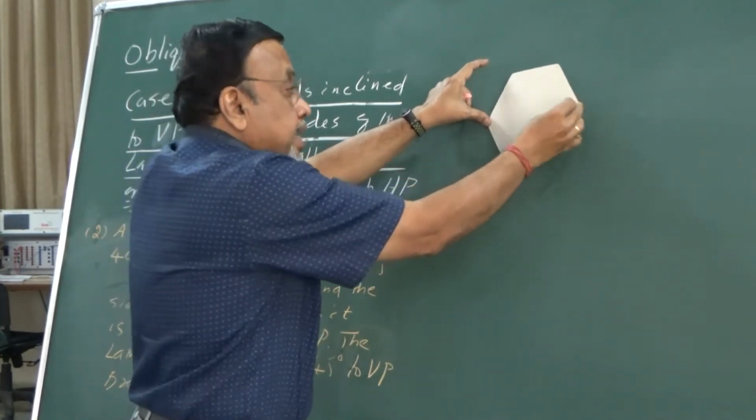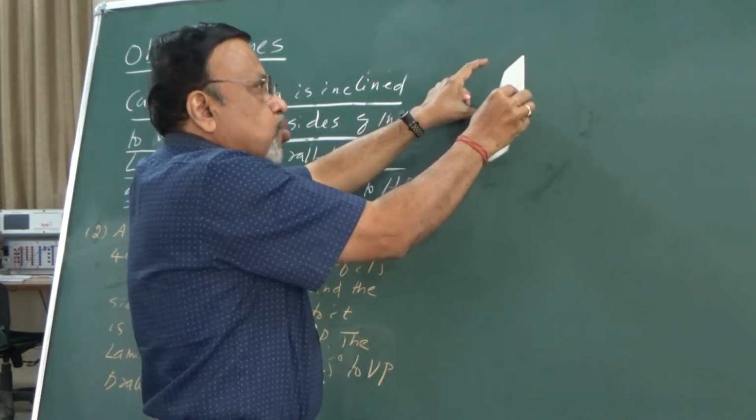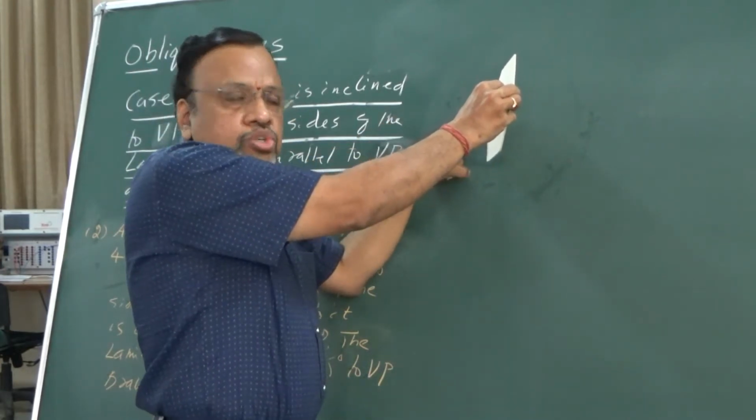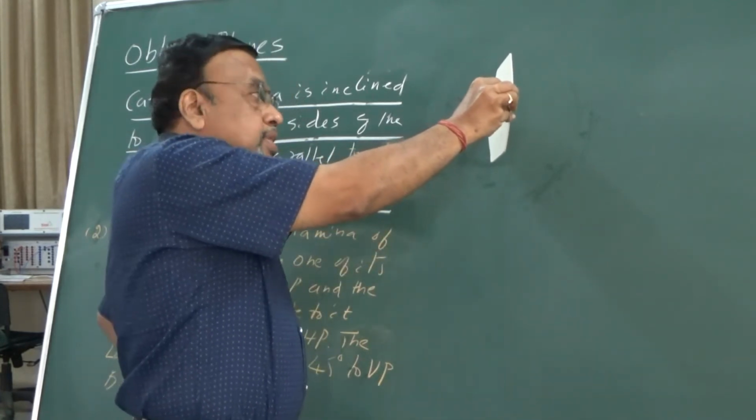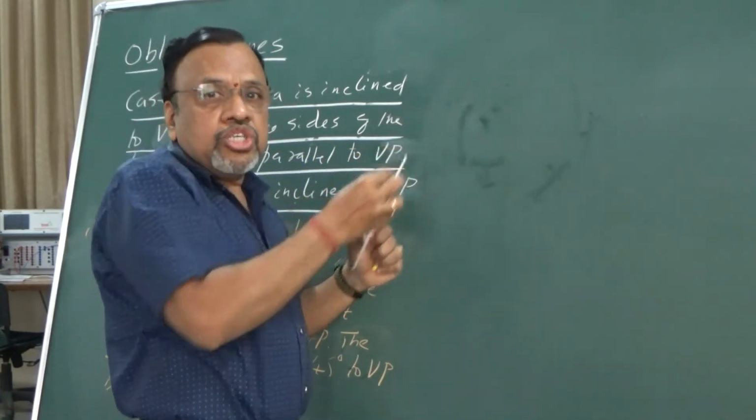Now once I tilt this particular lamina, it has to rotate about a corner. So then what will happen? Corner is resting on VP. But what have I been given? I have been given that the side is to be resting on VP.